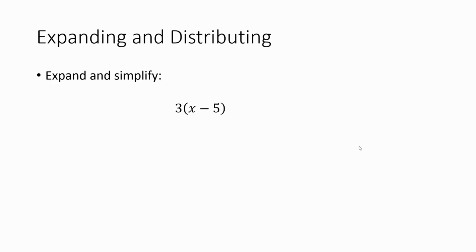So here's one to try. If we're asked to expand and simplify this, you should know that you multiply the 3 by everything in the parenthesis following it. So we'll get 3 times the x and 3 times the negative 5. And we get 3x minus 15.